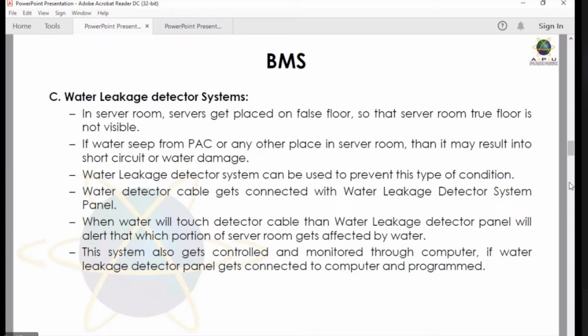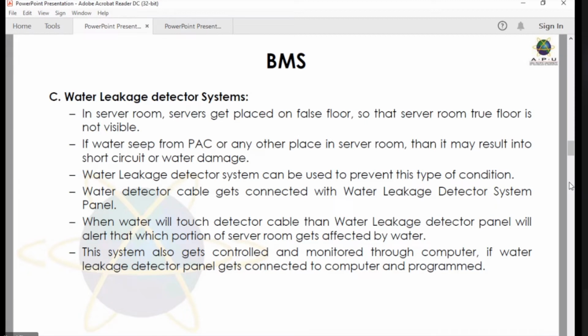In the server room, servers are placed on a false floor, meaning a raised floor, so that the server room's true floor is not visible. If water leaks from PAC or any other place in the server room, that may result in short circuit or water damage.